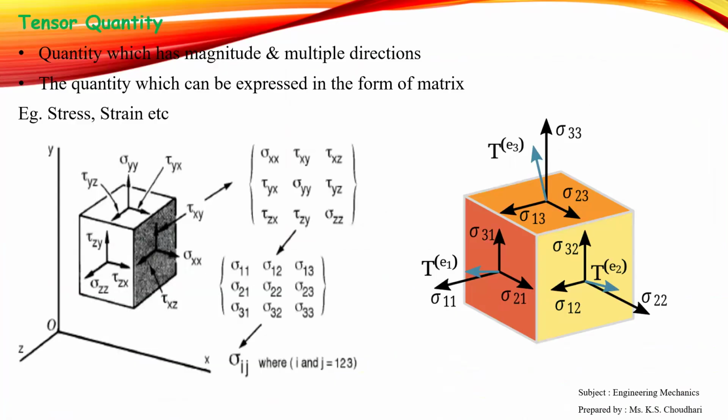Now, the tensor quantity. The quantity which has magnitude and multiple directions. The quantities which can be expressed in the form of a matrix are also known as tensor quantities. Its examples are stress, strain, etc. Observe the diagram. There is one magnitude and multiple directions of it.